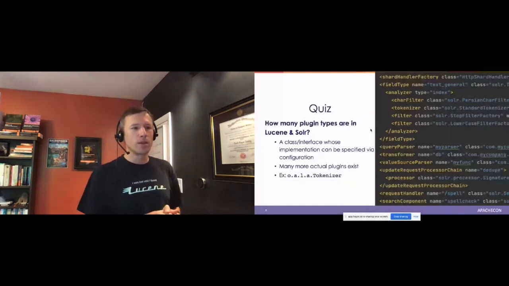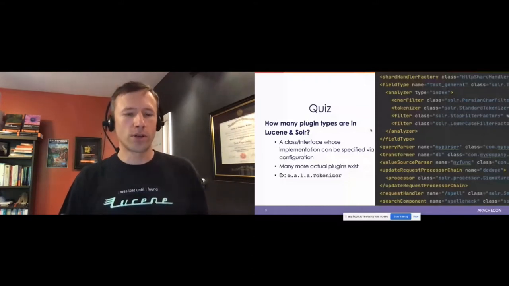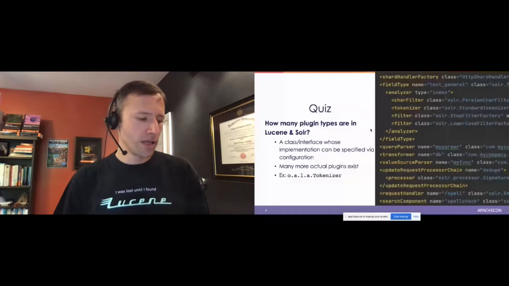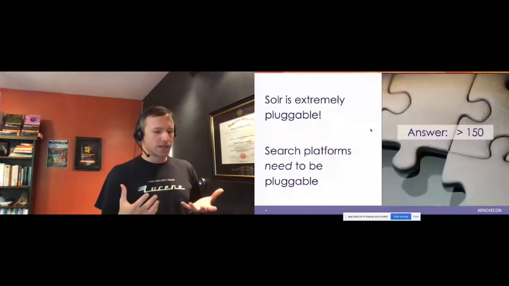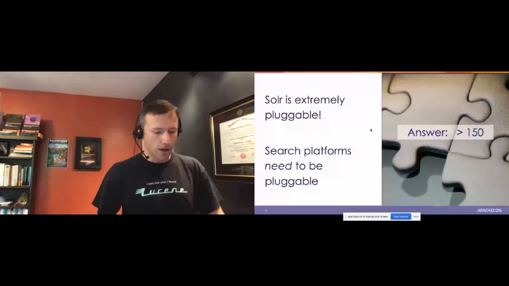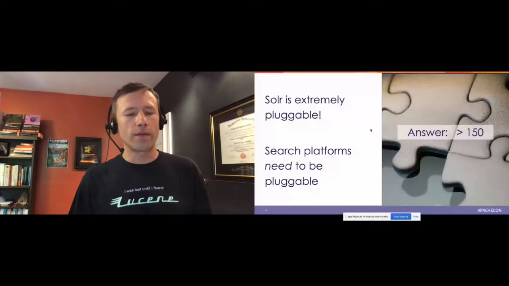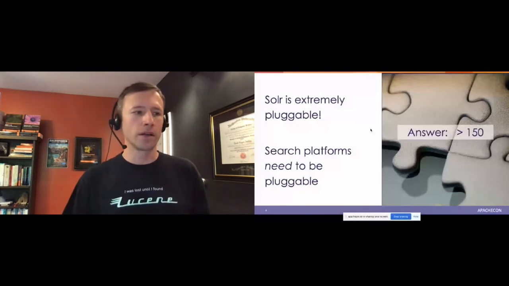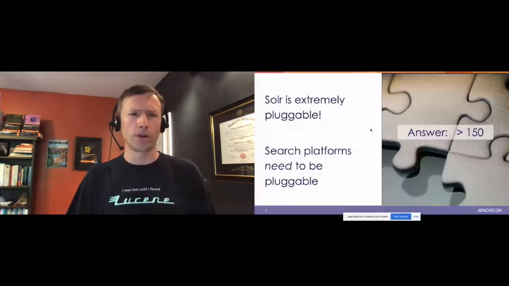Solr is extremely pluggable, and Solr needs to be pluggable. Search platforms do, because these are not like relational databases in the sense that they all kind of work in a similar way, where you just swap it in. No, search platforms are fundamentally platforms, things we need to build on. We need to plug into it. We need to use existing plugins. We need to write our own. Okay, so plugins are important.